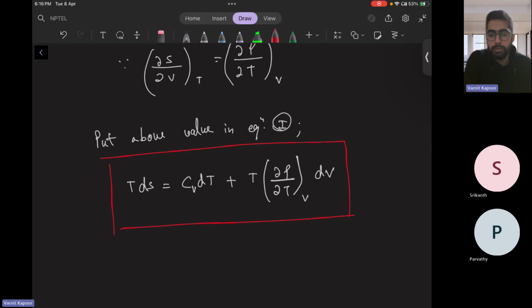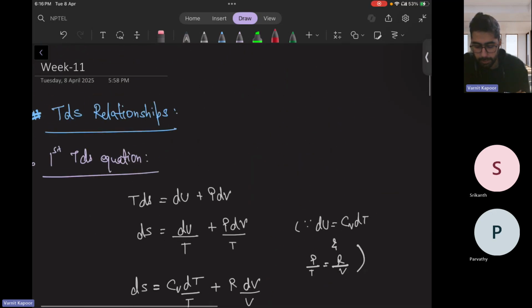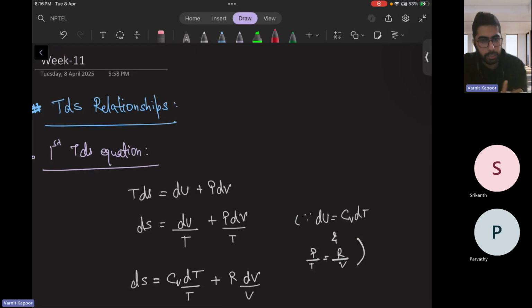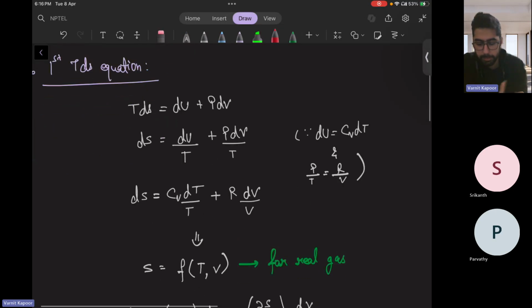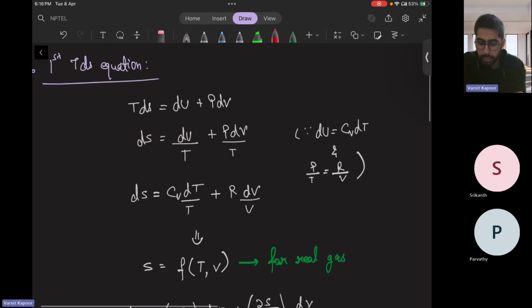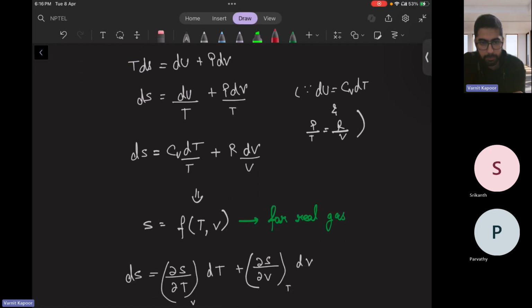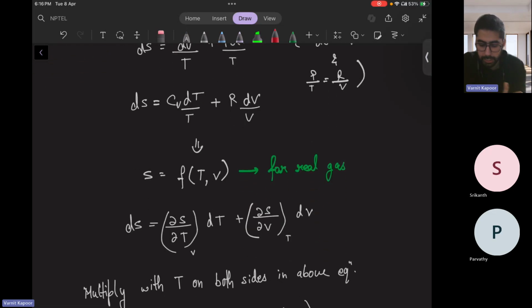Okay. Any doubts in this? So what I have done in whole is that I have my first equation TDS equal to dU plus PdV. So it can be written as dS is equal to CV dT by T plus R dV by V, because we know that dU is CV dT and P by T can be written as R by V. Now we know that entropy is a function of temperature and volume for a real gas. So dS can be written as dou S by dou T dT plus dou S by dou V dV at constant volume and temperature respectively.